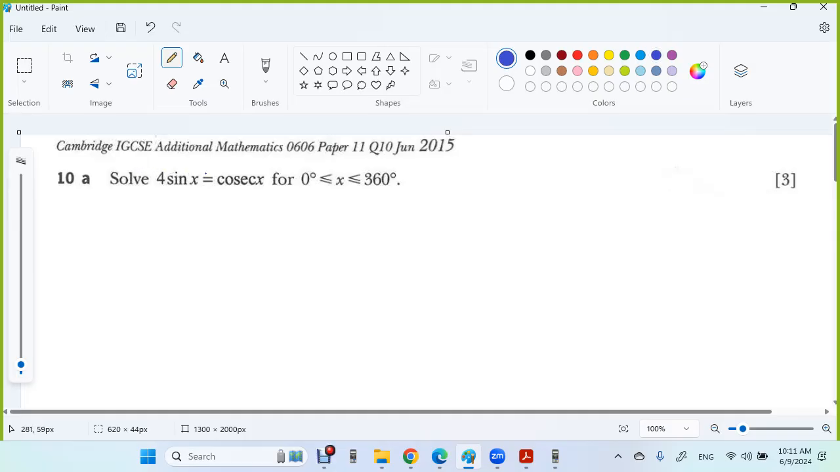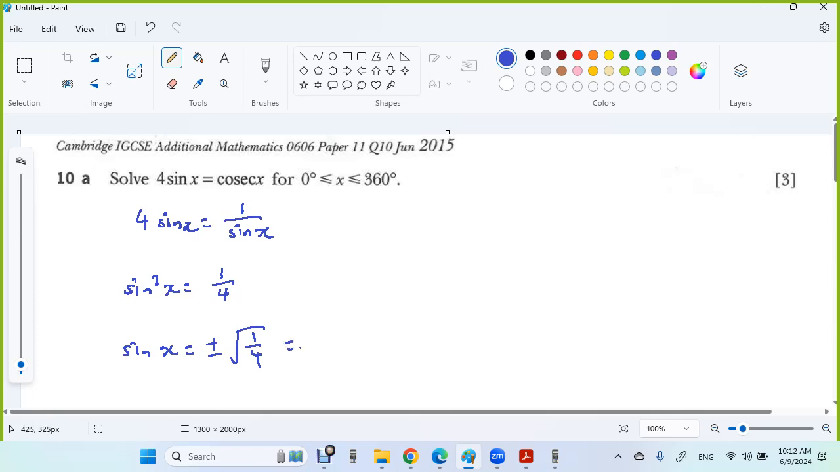Solve for sine x equal to cosecant x. So we have 4 sine x equal to 1 over sine x. Then we have sine square x is 1 over 4. So sine x will be plus minus square root of 1 over 4, which is plus minus 1 over 2. So the basic angle will be the arc sine of 1 over 2, which is 30 degrees.